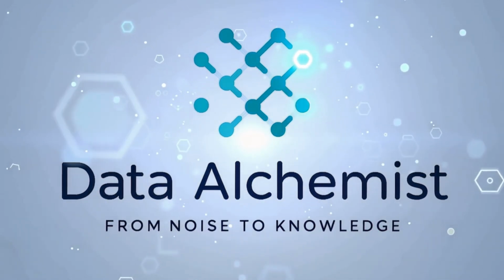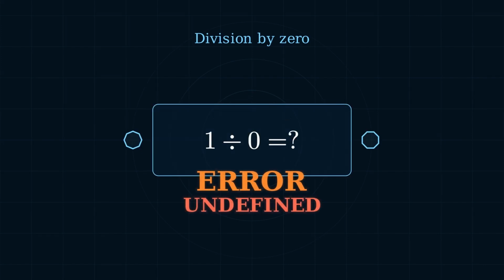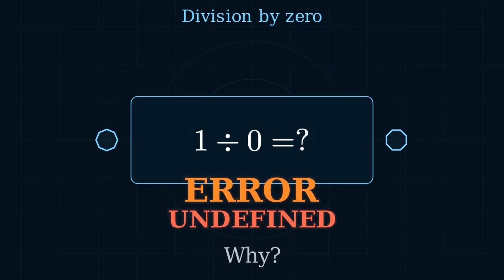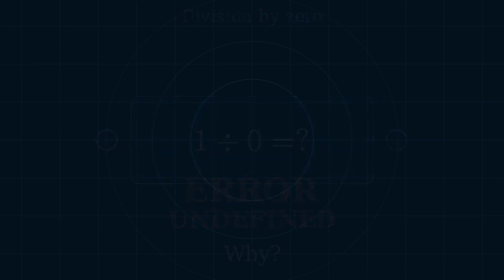0 looks harmless. It means nothing. Empty space, no quantity. But the moment we try to divide by it, mathematics refuses to answer. The symbols are simple, 1 divided by 0, but the result is not a number. The calculator stops, the graph bends, the system says error. So what is 0 doing that is so dangerous? Why does this tiny symbol break the rules?